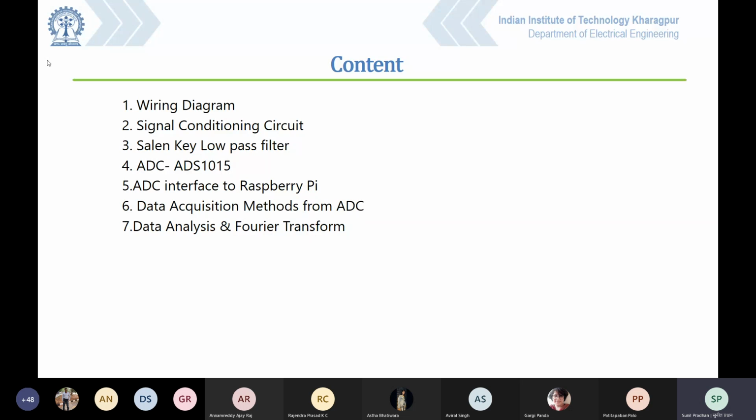And once all that is interfaced, now we have to get the data from the ADC to our Pi. What are the different techniques and different methods? And at last, we will be analyzing the signals, the data we got, and we'll try to find the Fourier transform. Apart from the Fourier transform, we have a lot of tools, but we will keep it confined in this lecture.